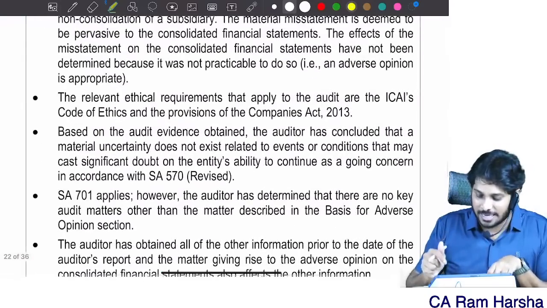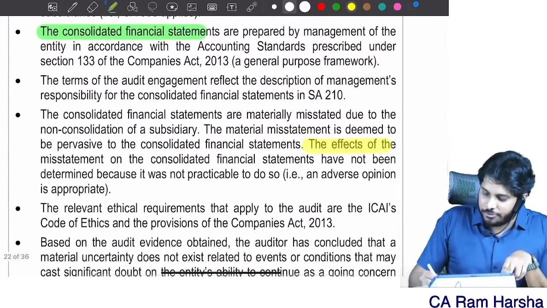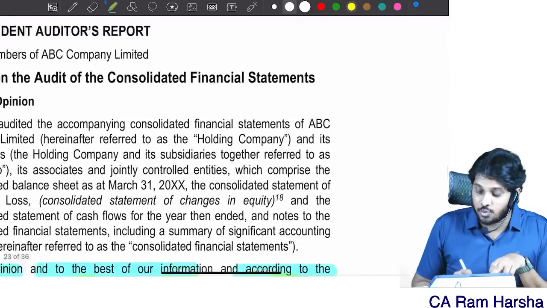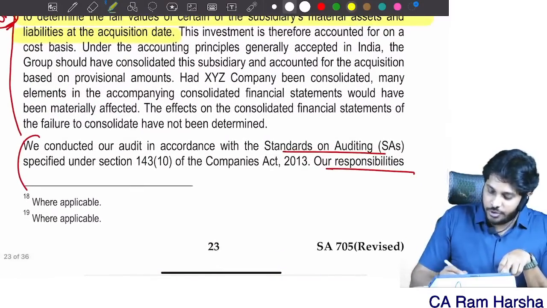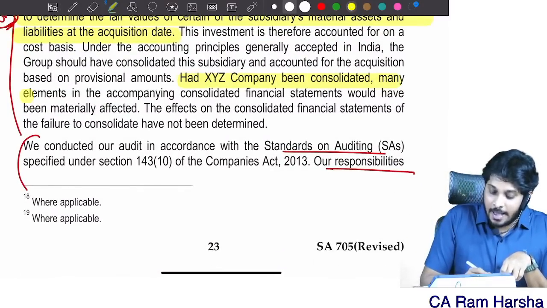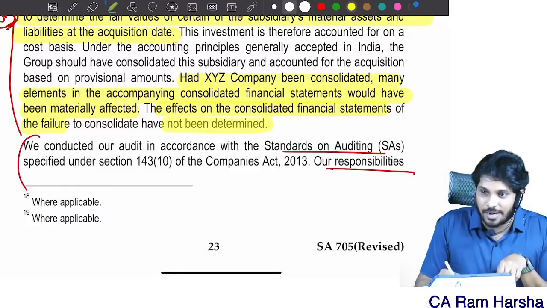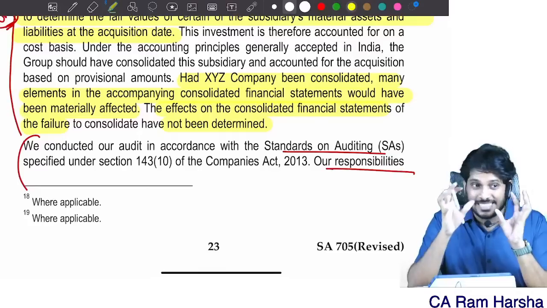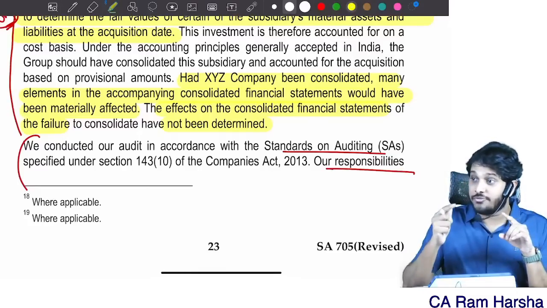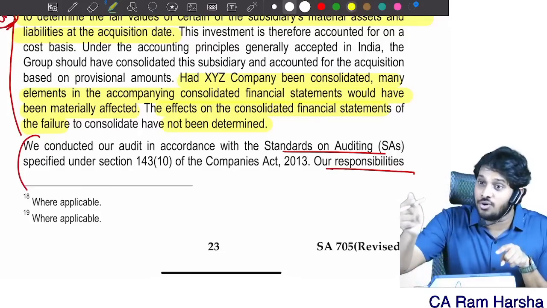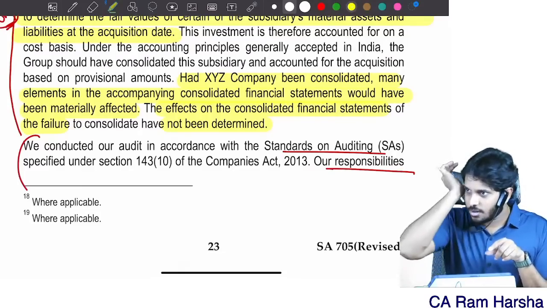That is what they said in the question. You see, the effect of the misstatement of consolidation has not been determined because it is not practicable to do so. In that case, what you have to say is, had the company consolidated, many elements could have been affected. The effect on consolidated financials of the failure has not been determined. We are openly telling that we are not able to determine its impact. So if you are able to determine, tell the quantification. If you are unable to quantify, say that you are unable to quantify. Are you clear? All of you?